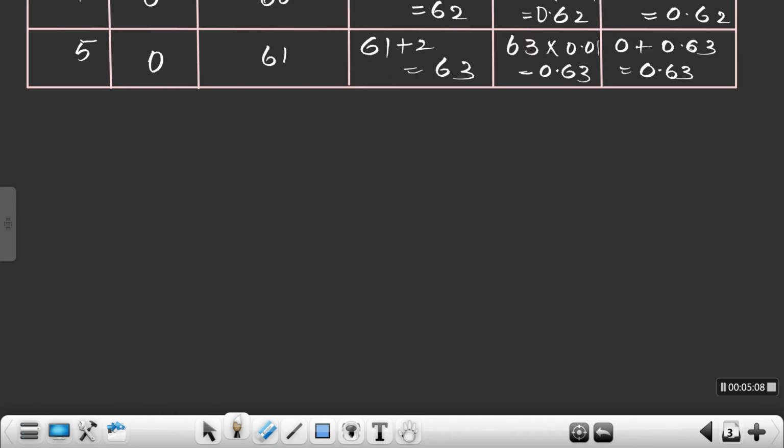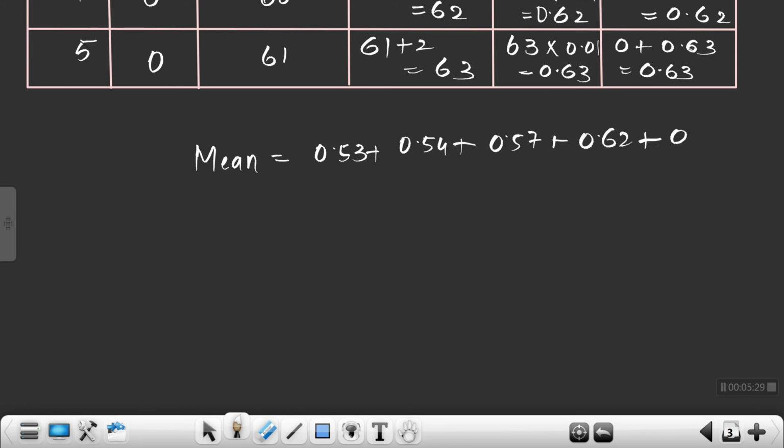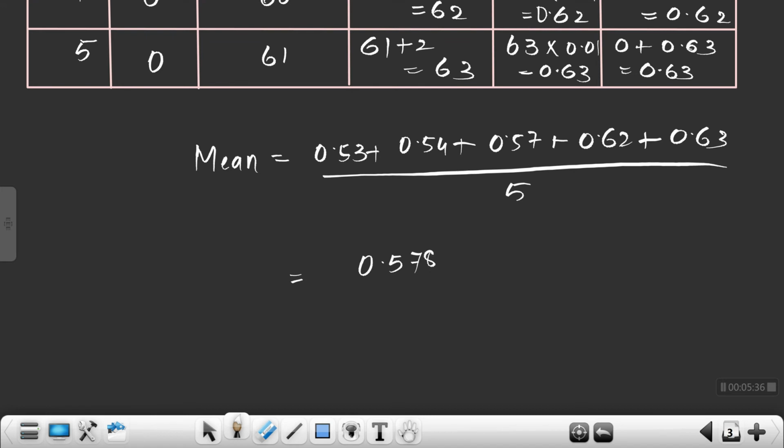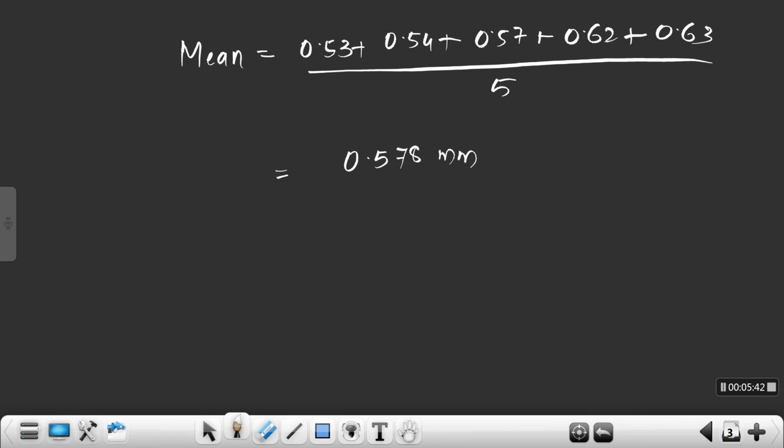Now we have to find out the mean value of the total reading, that is mean is equal to 0.53 plus 0.54 plus 0.57 plus 0.62 plus 0.63 divided by 5, and that is equal to 0.578 millimeter. Now we got the mean diameter of the wire.